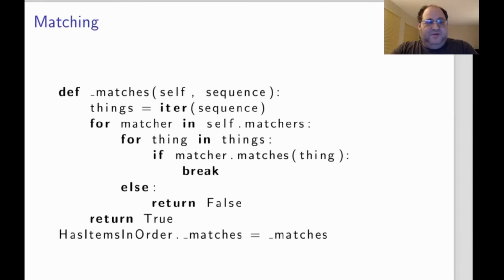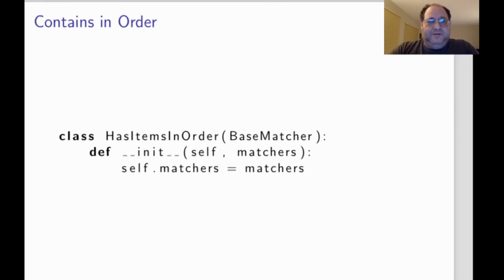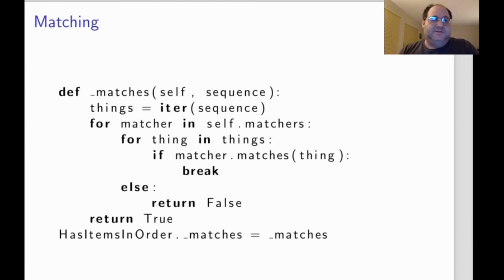So I couldn't write the whole class in one slide, so I'm going to have to do that so that we can build the class incrementally. We build the class with a sequence of matchers, and then I want to match the sequence one by one. So I take an iterator over the sequence, and whenever I match things, I move on to the next matcher. And if I run out of things to check, then I know that one of the matches didn't match, and otherwise I can return true.